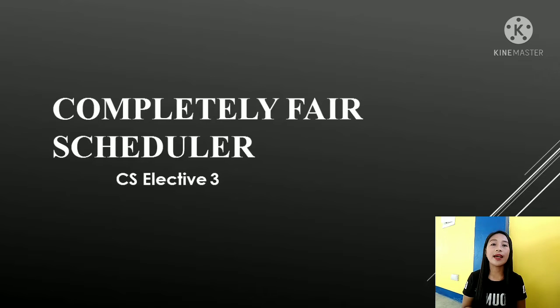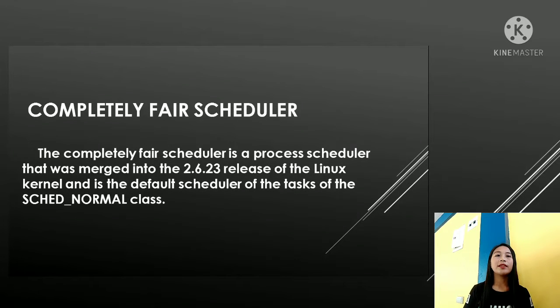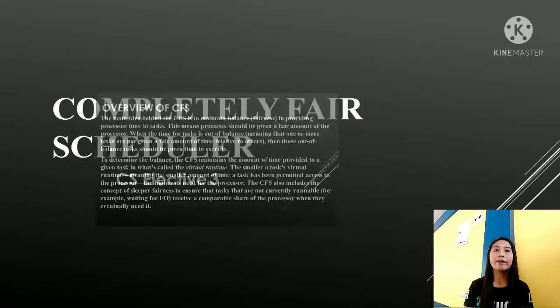So I'm here to discuss the Completely Fair Scheduler. So what is the Completely Fair Scheduler? The Completely Fair Scheduler is a process scheduler that was merged into the 2.6.23 release of the Linux kernel and is the default scheduler of the SCHED_NORMAL class.